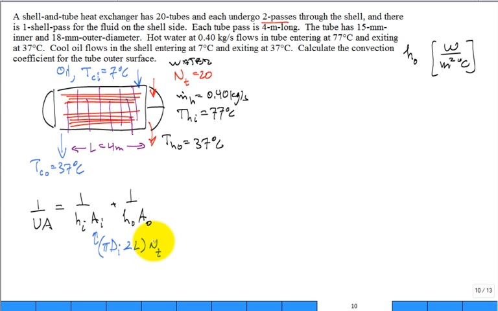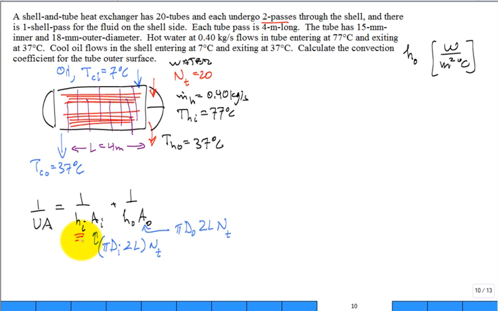And likewise, what about the total area outer? Pi d outer, 2L. Why 2L? Each tube has 2 passes. And then why N_t? Why the number of tubes? Because there's 20 of them. Make sense? All right. Now, let's attack h inner first.